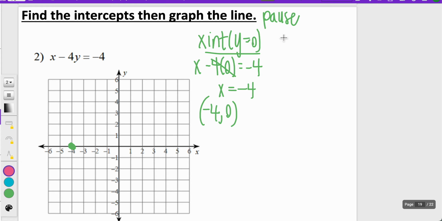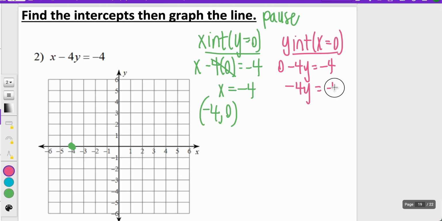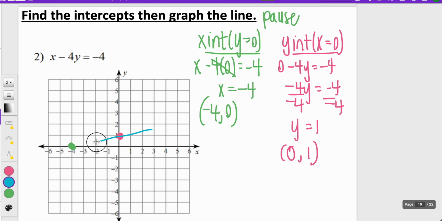Then my y-intercept. My y-intercept happens when x is equal to 0. So 0 minus 4y equals negative 4. 0 minus 4y is just still negative 4y. And then to solve for y, I'm going to divide both sides by negative 4. So y is equal to 1. So that point is 0, comma 1. So 0, comma 1 ends up here. Finally, I connect my 2 points together, making that straight line, and voila.